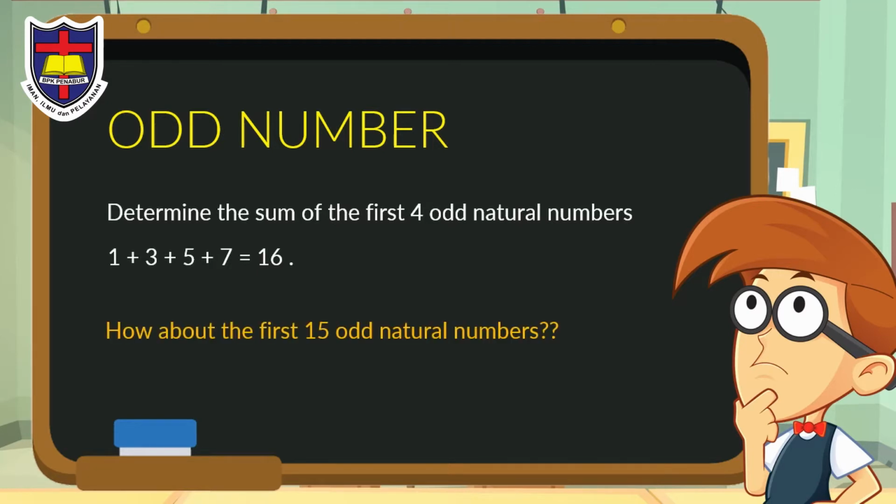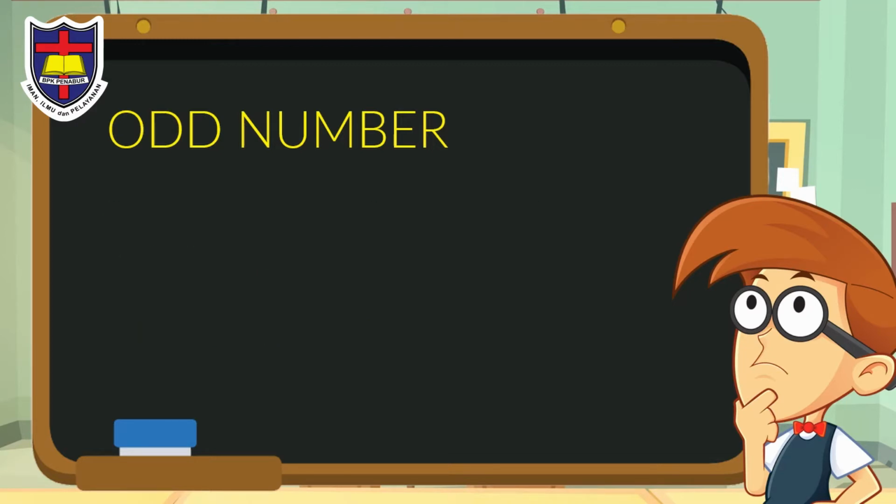But how about the first 15 odd natural numbers? If we list it, it will be more difficult for us to determine the sum of it. So how can we do it? So we have the formula. The sum of the first n odd natural numbers. The formula is n squared.